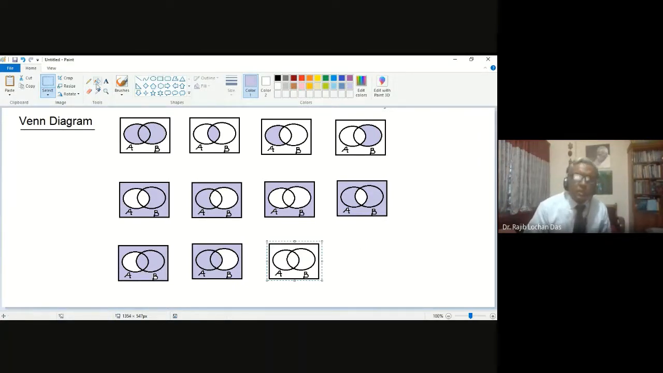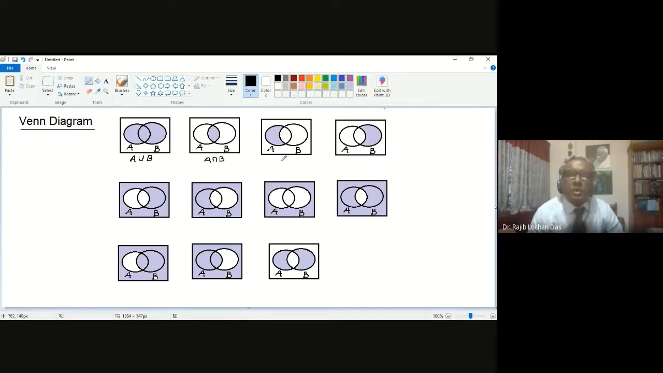Okay, let me just make a little complicated thing. Okay, so let us take this. What will you write for that? Let me write down the expressions one by one. What will be the first one? It is very easy. You already know this is A union B. What is the second one? It will be A intersection B, because this is the only common area.